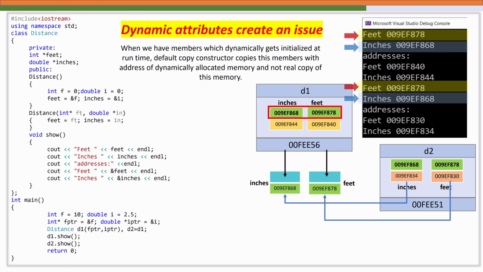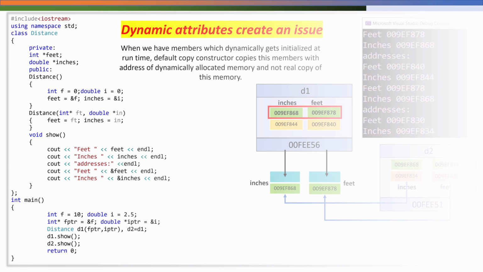So to fix this, we need to implement a user-defined copy constructor that performs a deep copy, allocating new memory and copying the actual values so each object manages its own separate data safely. In short, static attributes are safe and the default copy works fine, but dynamic or pointer attributes require a custom deep copy to prevent shared memory issues.